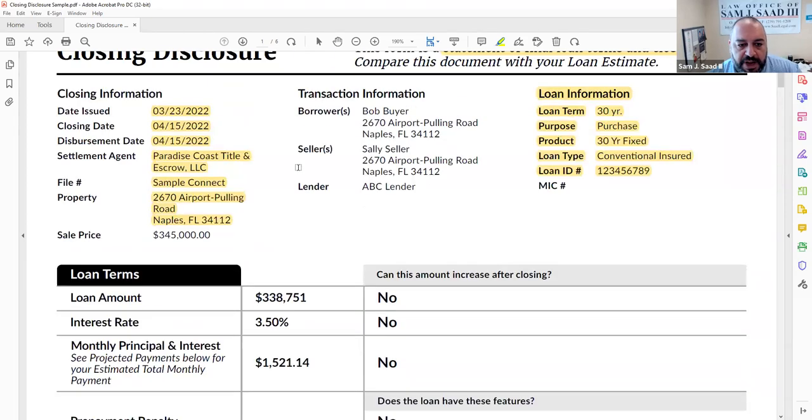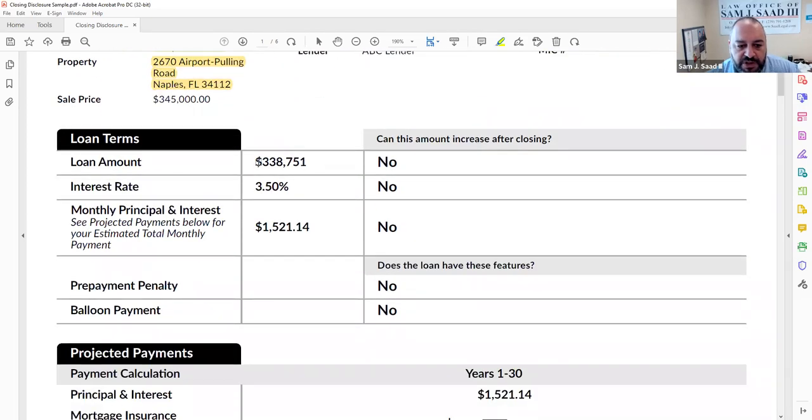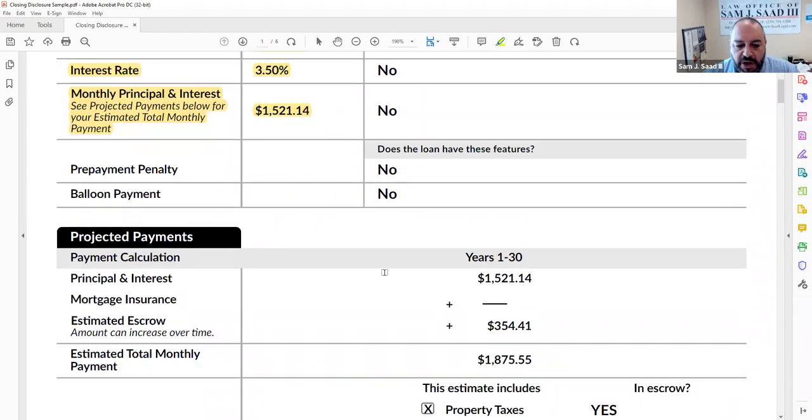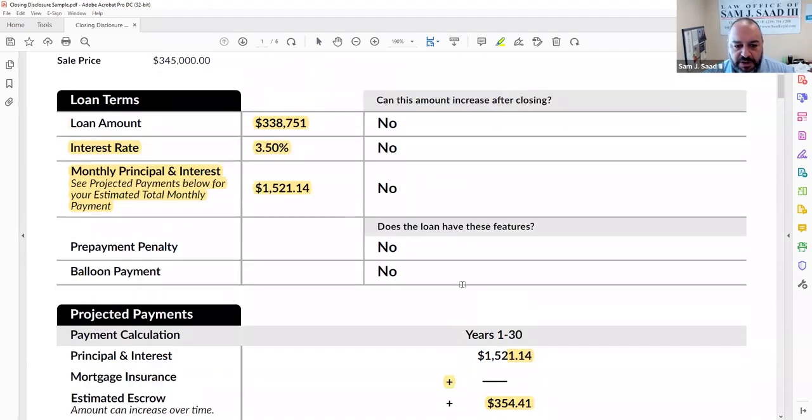So the next section coming down from the top, the loan terms: this is the loan amount, the interest rate, and the principal and interest payment right here. These are the basic terms of the loan. Note, however, that the principal and interest payment is not the monthly payment. The monthly payment is disclosed down here in the projected payment section because it includes the estimated escrows for taxes and property insurance. If we had a mortgage insurance payment on this loan, it would be in this blank right here. And we don't have a mortgage insurance payment listed on this particular CD.